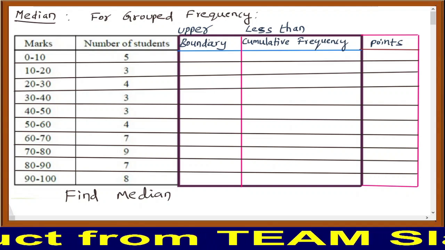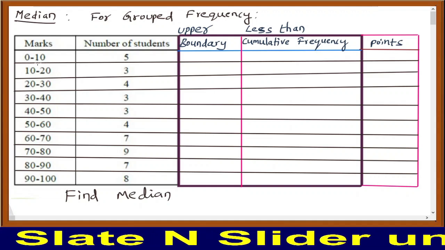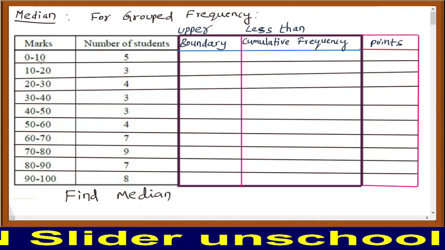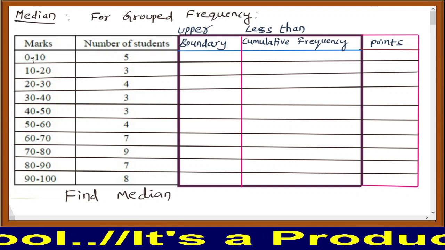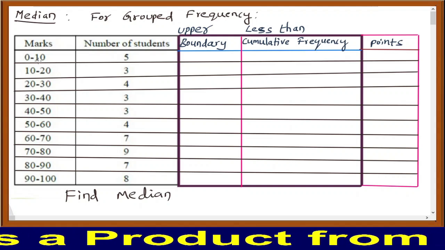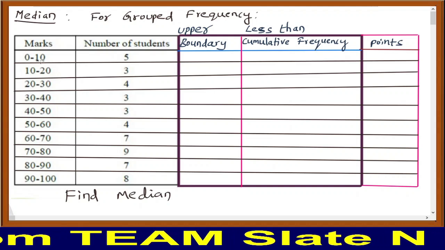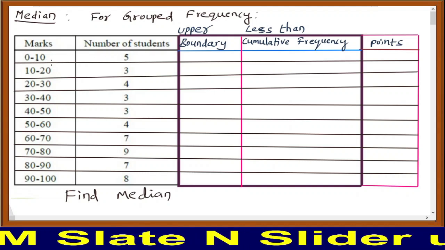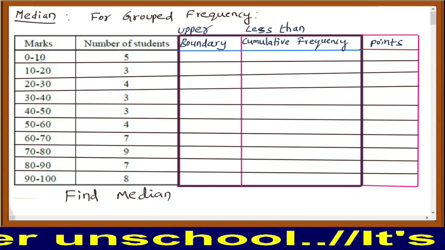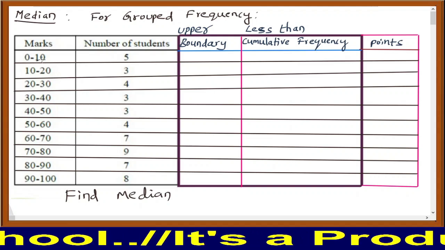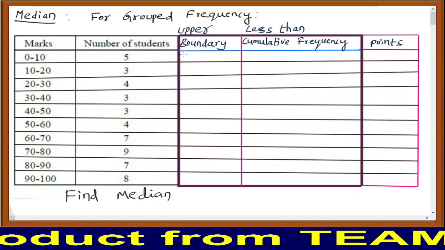What is upper boundary? Suppose for the first class interval 0 to 10, we have to find out the number of students who got below 10 marks. In that, we have to find out the number of students who got below 10 marks. So here the upper boundary is 10 because below 0 marks we cannot find. That's why we have to take 10. In the class interval 0 to 10, 10 is the upper boundary. So in the upper boundary column, we have to write below 10.